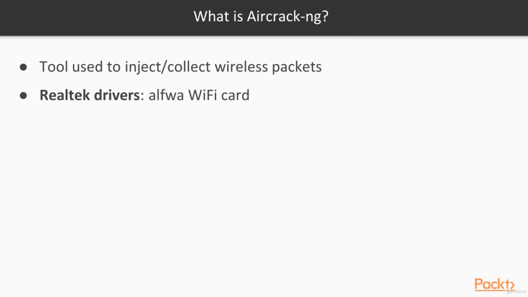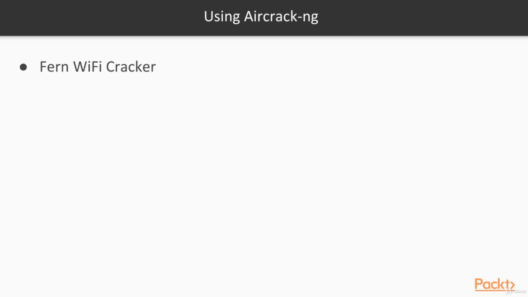So what is Aircrack-ng? Aircrack-ng is a command line tool that is used to inject or collect wireless packets. An important note here is that we need Realtek drivers in order to inject wireless packets, so we need an Alfa Wi-Fi card. Since this is for beginners, we have a simplified GUI to make things easier, called Fern Wi-Fi Cracker.